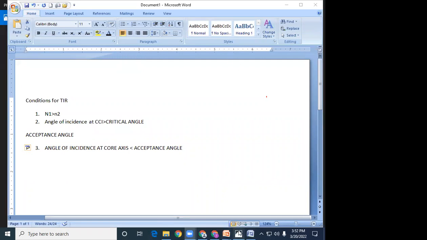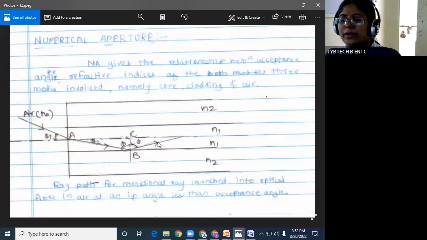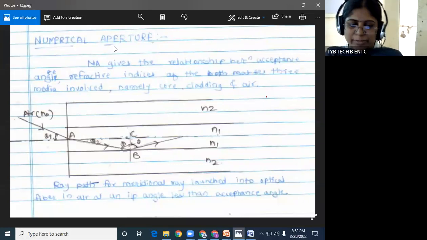Okay. Now this numerical aperture we have started. Now basically the numerical aperture, its definition is asked in the oral exam. Numerical aperture stands for the light collecting ability of optical fiber. Light collecting ability of optical fiber, it is known as numerical aperture. So light collecting ability म्हणजे काय?